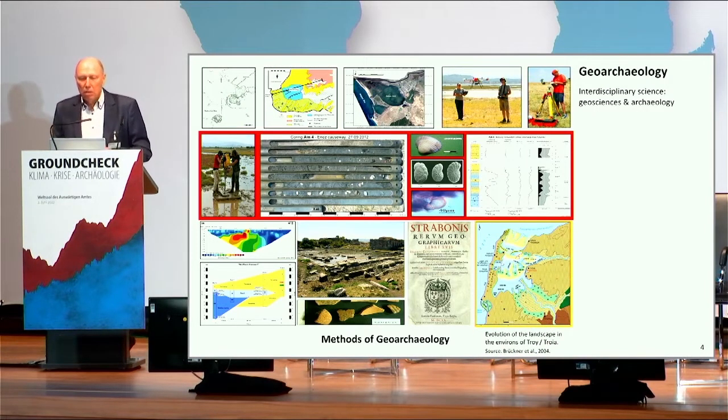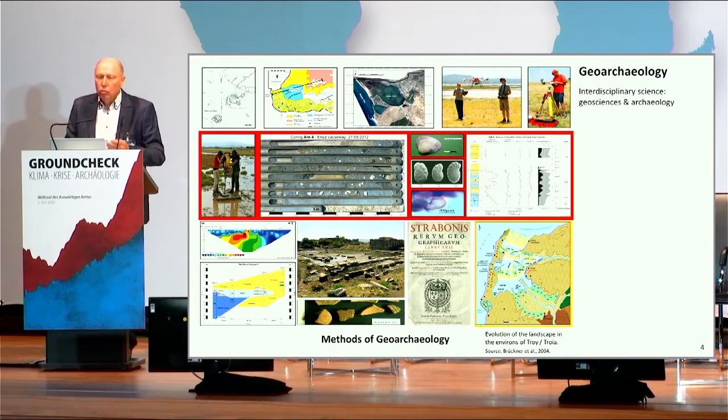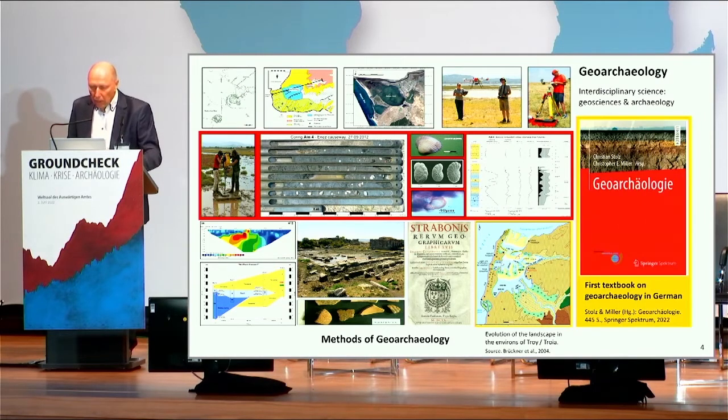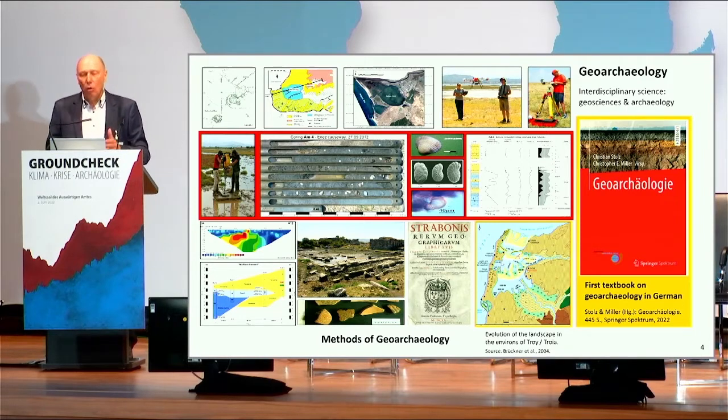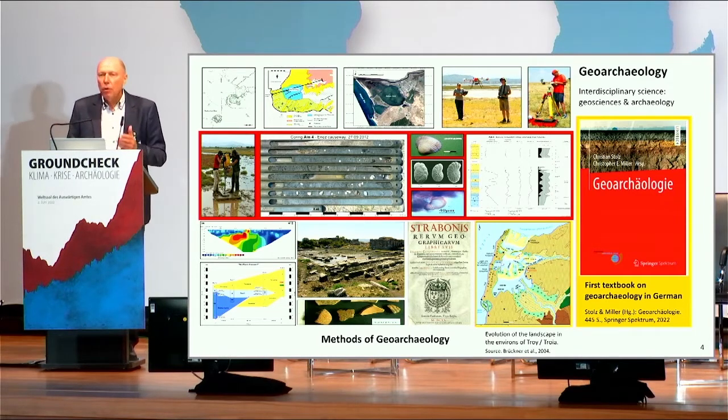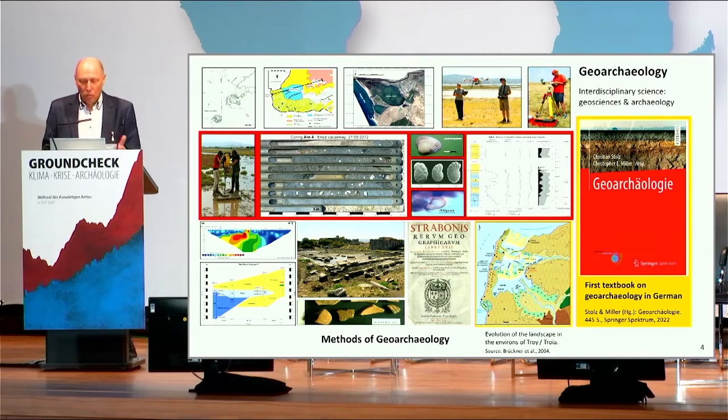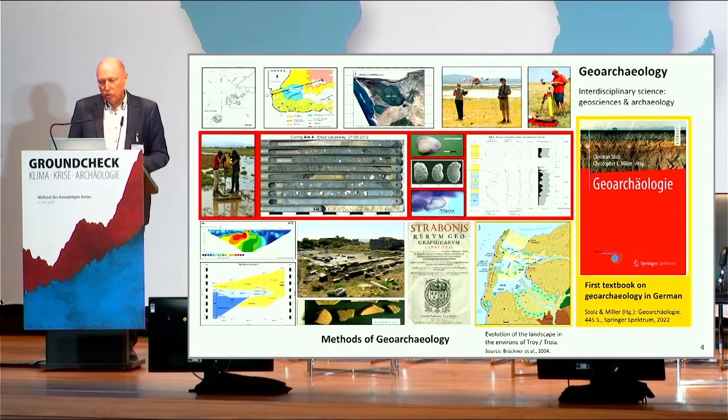Here, in this case, it's Troy and the evolution of the Karamanderes, the Scamander Delta in Turkey. There's just a book out, 445 pages, 80 authors have contributed. It's the first textbook on geoarchaeology, and I can really recommend it. It was published just 1 month ago.